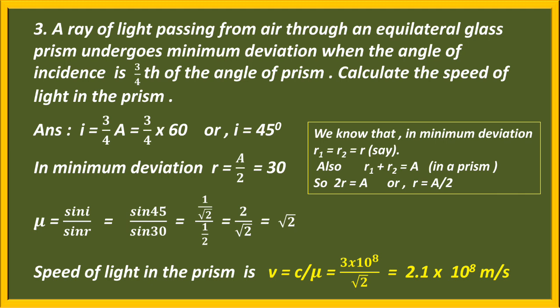Now speed of light in the prism is given by V equal to C by mu equal to 3 into 10 to the power 8, and mu equal to root 2, which is already calculated. So V equal to 3 into 10 to the power 8 by root 2 equal to 2.1 into 10 to the power 8 meter per second.